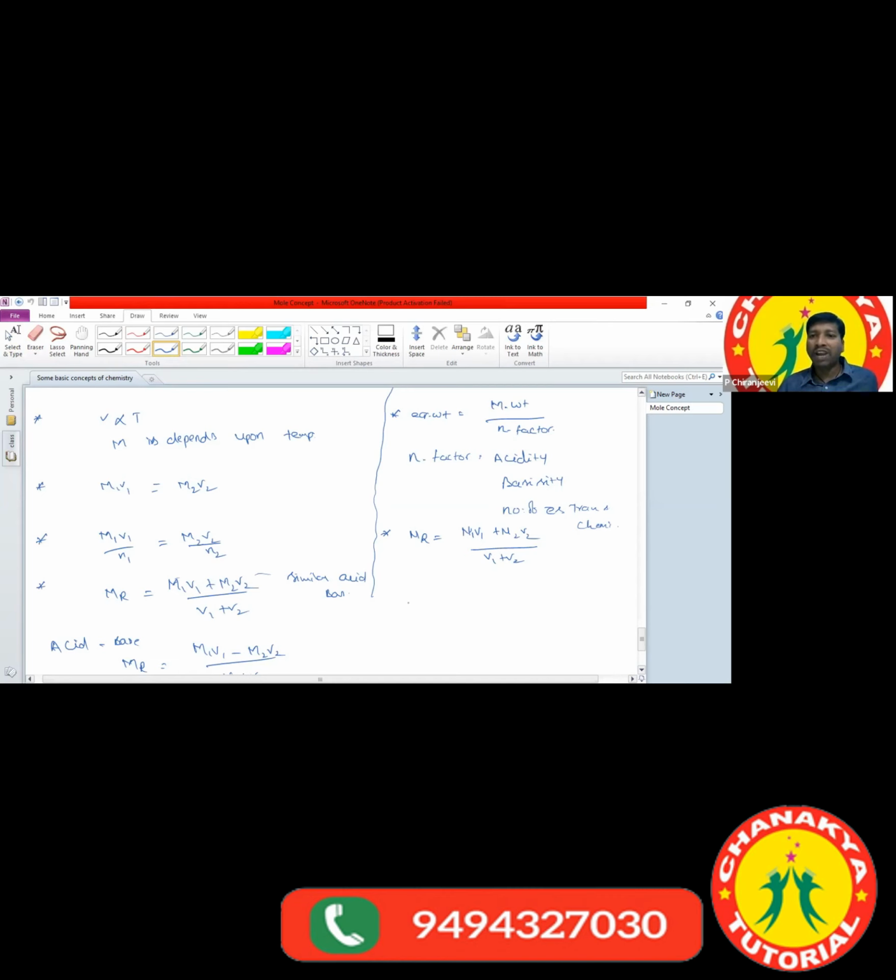The number of equivalent weight of the solute present in 1 liter of solution is called normality. How can we calculate the number of equivalents? Given weight by equivalent weight. What is equivalent weight? Molar mass or molecular weight by N factor. What is the N factor? N factor is nothing but acidity, basicity, or number of electrons transferred in a chemical reaction. If you know the N factor, from that we can calculate the equivalent weight.